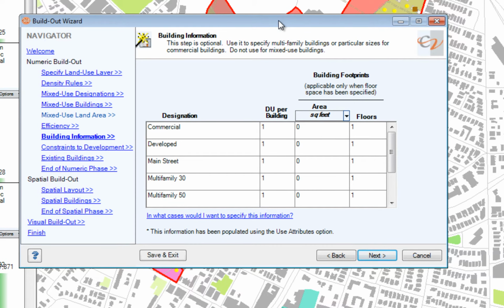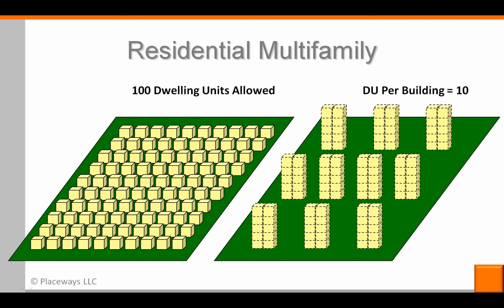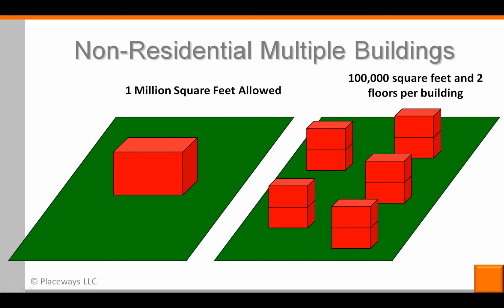Here, you can specify how the quantities get distributed into structures. For my residential uses, I can set up buildings with multifamily, more than 1 dwelling unit per building, by entering quantities in the DU per building column. So, if a property could have a total of 100 dwelling units, entering 10 DU per building would result in 10 buildings. For my non-residential and mixed-use buildings, I can establish multiple structures by entering footprint sizes and floor heights. So, if I have a potential for 1 million square feet in a given property, entering 100,000 square feet and 2 floors would result in 5 buildings on that property.